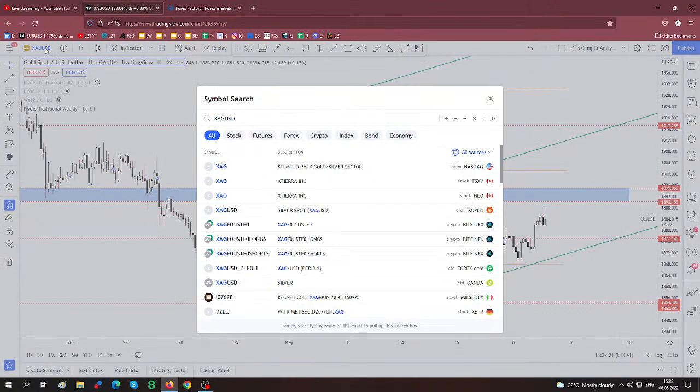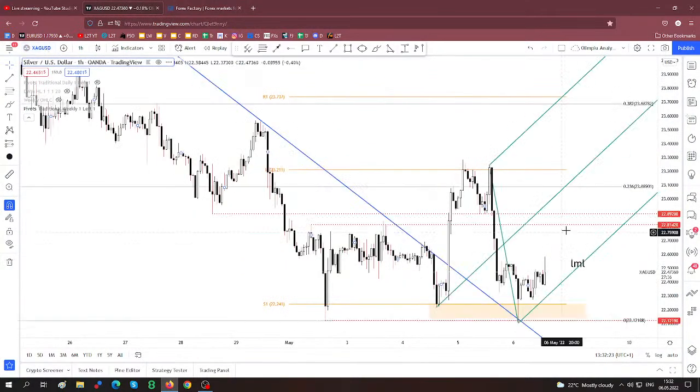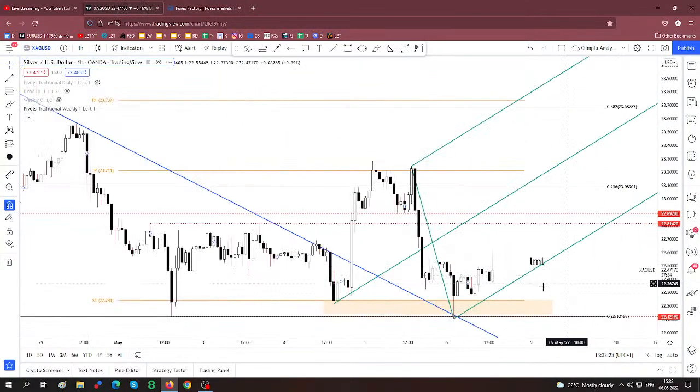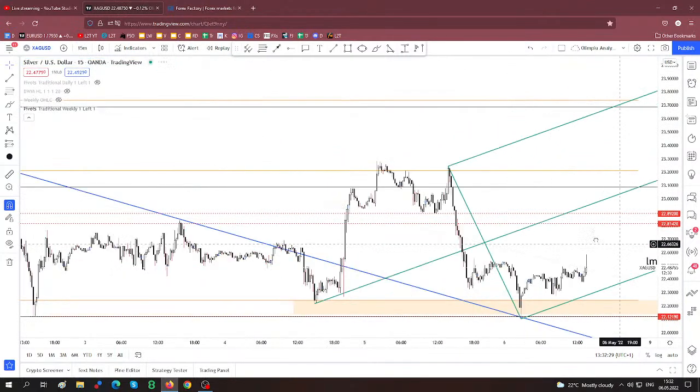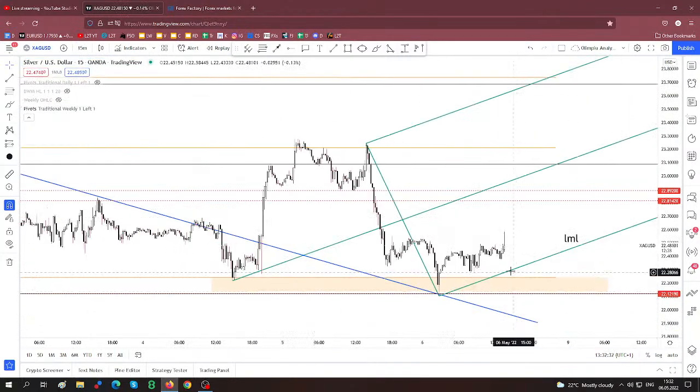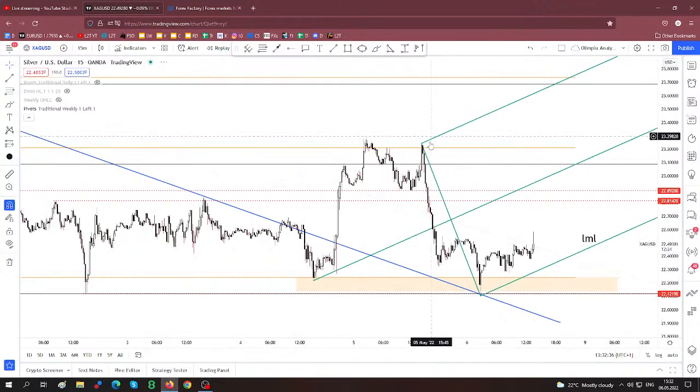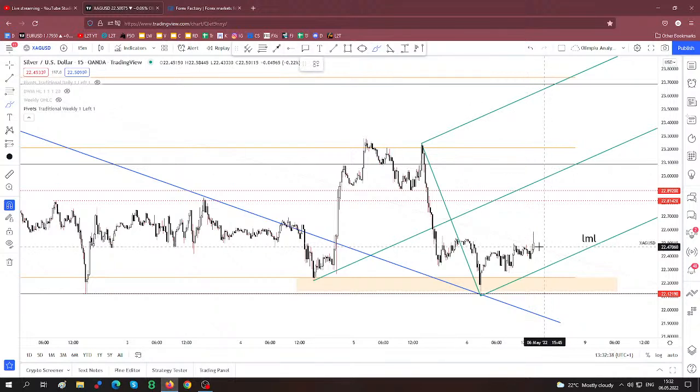Let's take a look at silver. It has retreated, but I really need strong confirmation here in silver. I don't want to do anything here, because the pressure is still high. The bias is bearish.